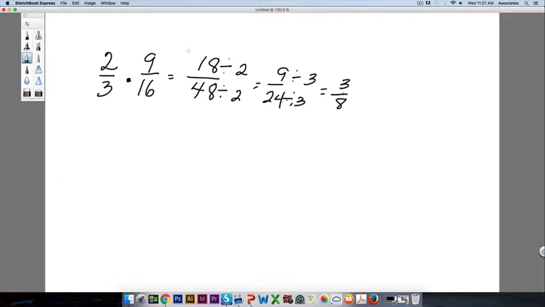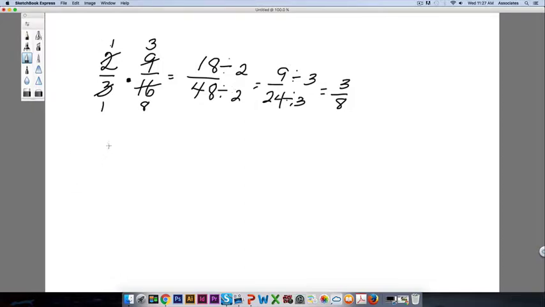I like to go into the problem, though, and simplify. If something in the numerator and something in the denominator have the same factor, you can do that. So I see 2 and 16, they're both even numbers. So I can cross this out and say 2 goes into 2 once, 2 goes into 16 8 times. 3 and 9 both have a factor of 3, so 3 goes into 3 once, 3 goes into 9 3 times. Then I multiply the denominator. 1 times 3 is 3, 1 times 8 is 8. Either way, I get the same answer. But I need you to realize that canceling before sometimes makes the problem easier.